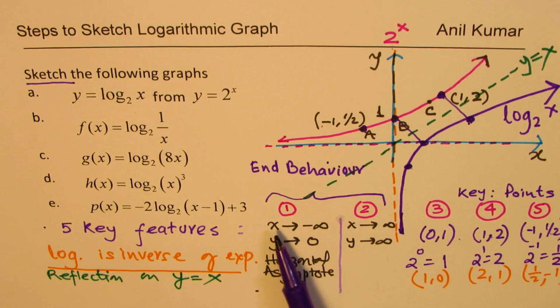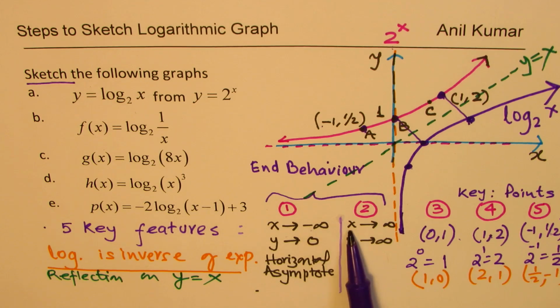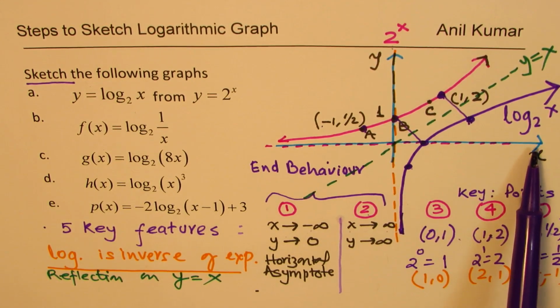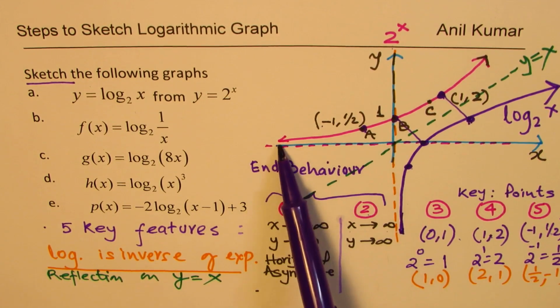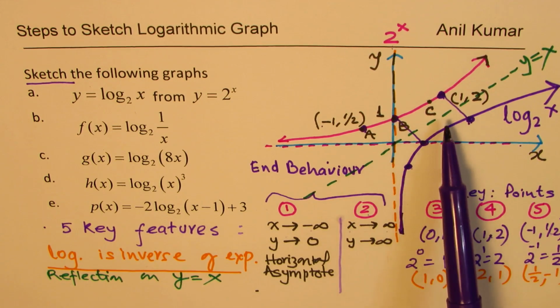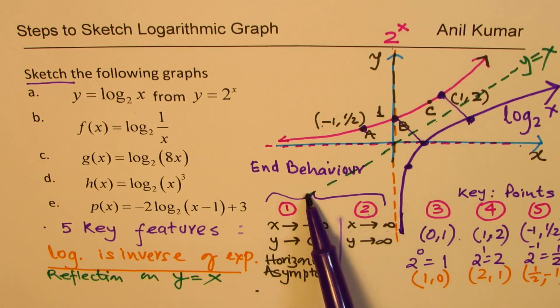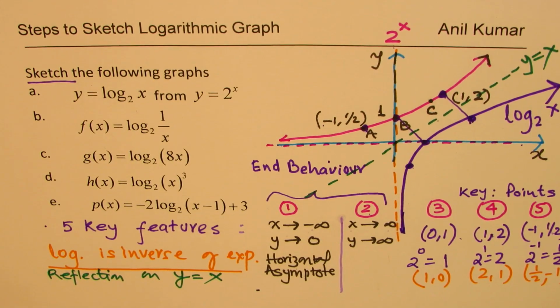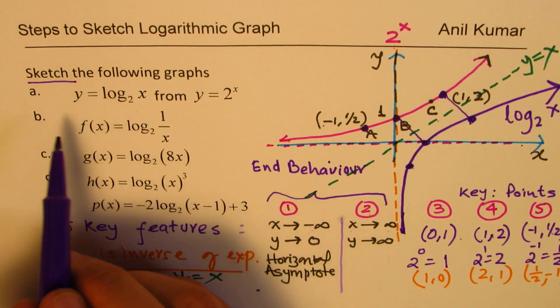The end behavior, x approaches minus infinity or x approaches positive infinity, gives you the other key features, the end behavior. So as you can see here, when x approaches negative infinity, y approaches 0, that makes the x-axis your horizontal asymptote. Now when we talk about the logarithmic functions, that horizontal asymptote gets reflected on this y equals x and becomes a vertical asymptote. Perfect. Now from here, let's move on to logarithmic functions, right?